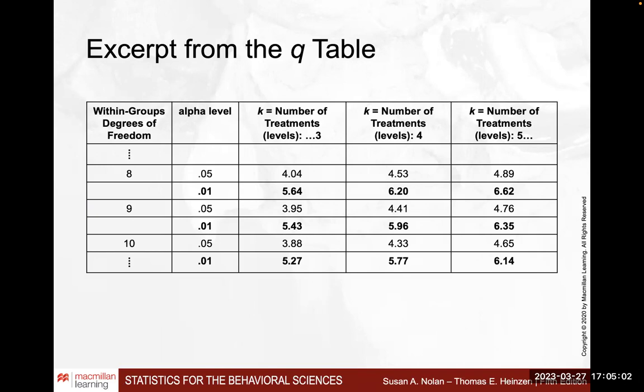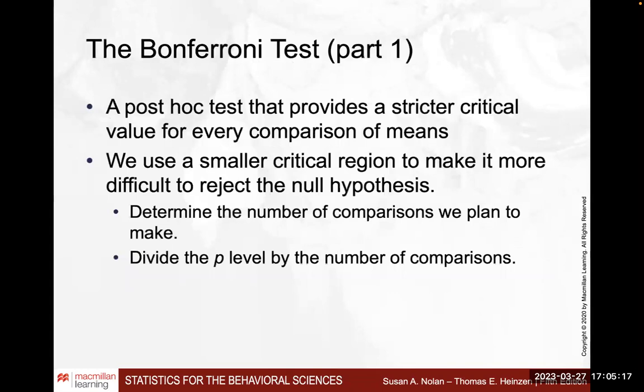And this Q is then read from a Q table, and once the comparison between the respective groups exceeds the critical Q from the Q table, you would reject the null hypothesis. Otherwise you wouldn't. In a very abstract way, it goes in the same direction as a Bonferroni test, though it's not consistent.